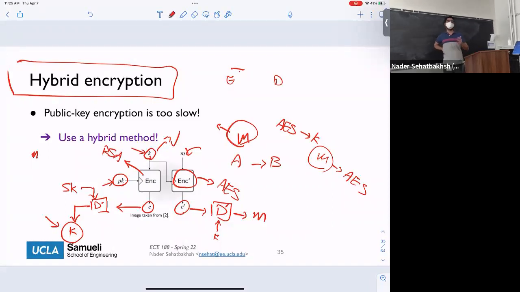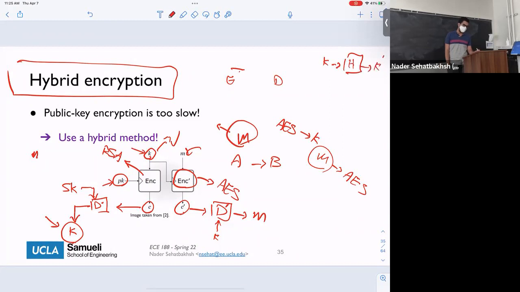What I'm saying is that K is generally uniformly distributed anyway, because that's the key that we generate for AES. If it's not, as I said, the trick is usually to send this to another mapping function, which is usually a hash function, which I'm going to describe in a few slides, and then get a K prime and send that to RSA. So this mapping makes sure that this is now uniformly distributed.